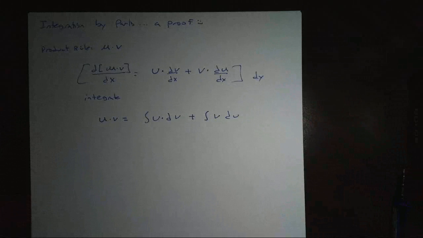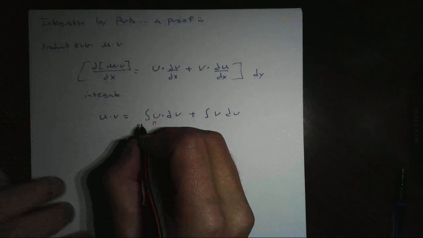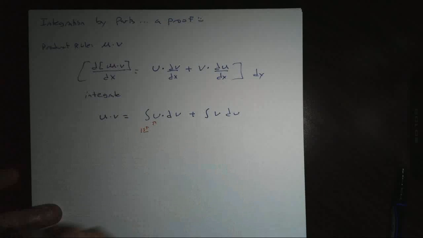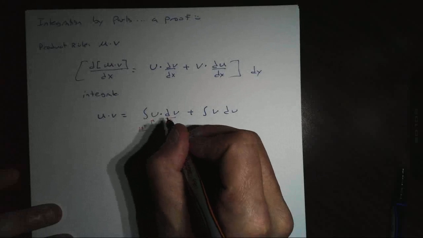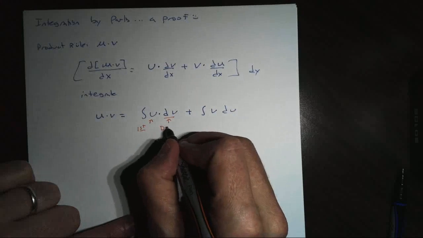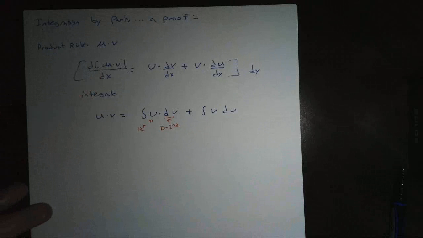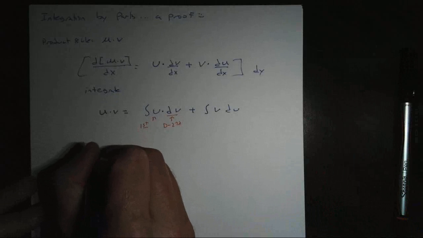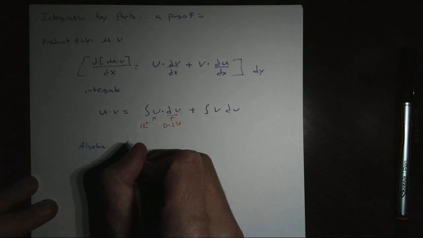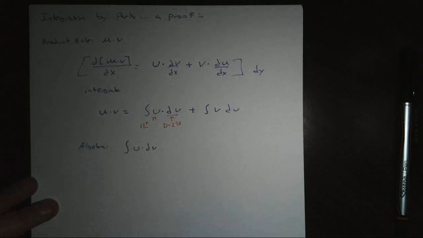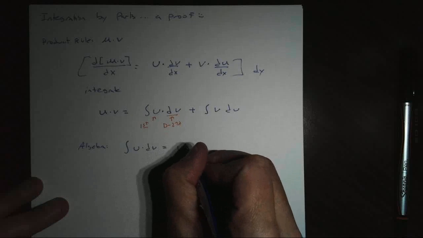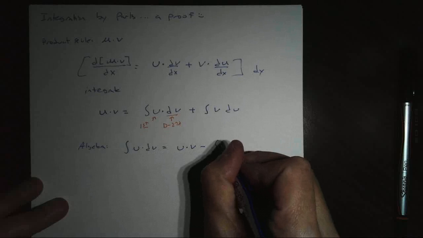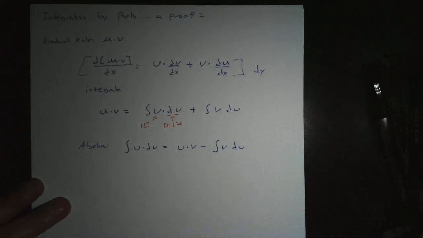Now, let's talk about the meanings behind this. Remember, this u right here, that u right there, that is our first function. That comes from the first function. This dv, remember, that is the derivative of our second function from product rule. So if I use a little bit of algebra, I can solve for u dv. And that's going to equal u times v minus the antiderivative of v du.